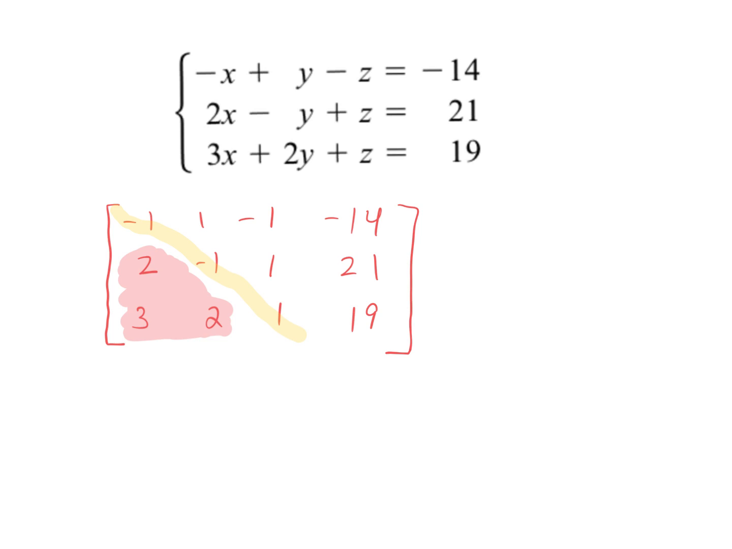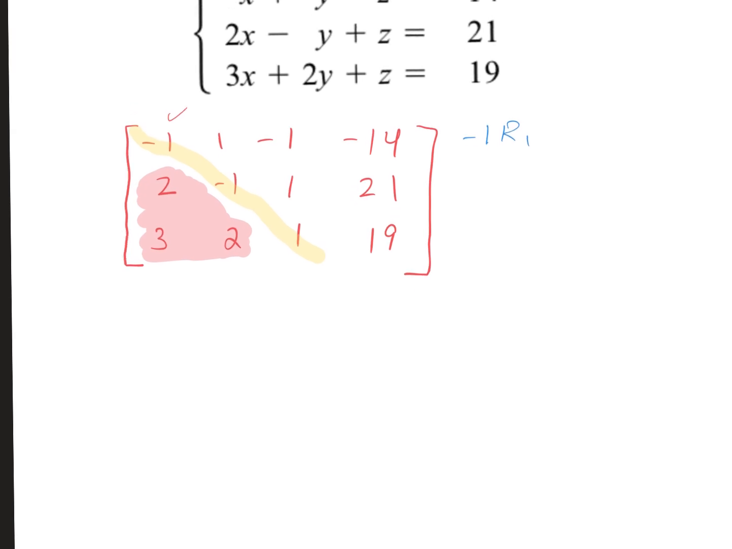I always start with the top left. I want that to be a positive 1. It's a negative 1. What would I have to do in order to make it a positive 1? Multiply or divide by what? Negative 1. So I'm just going to say negative 1 times row 1. That's what I'm going to do. Am I doing anything else to 2 and 3? No. So they're staying the same.